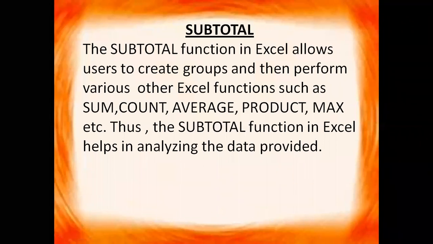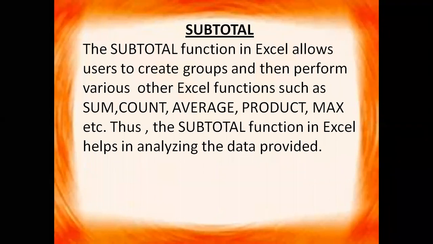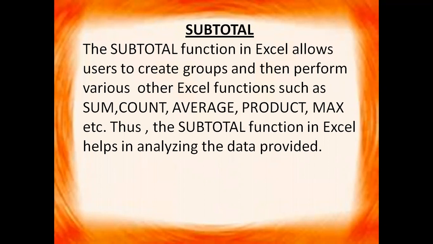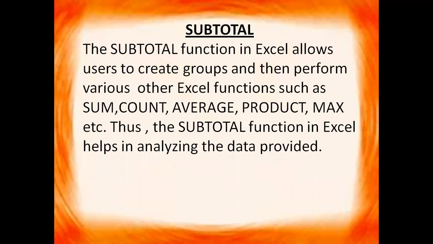The subtotal function in Excel allows users to create groups and then perform various other Excel functions such as sum, count, average, product, max, etc. on these groups, right? Thus the subtotal function in Excel helps in analyzing the data provided. What does it mean? It means we can arrange the data in the form of groups and then we can perform various functions like sum, count and average on them. Let us do it practically.